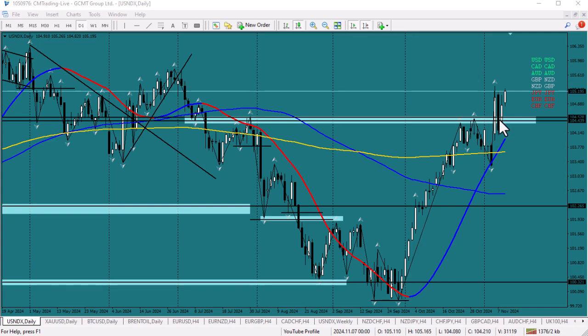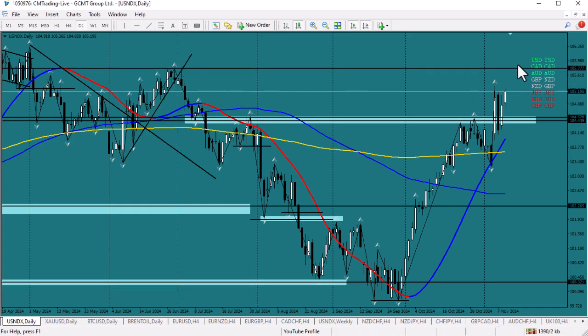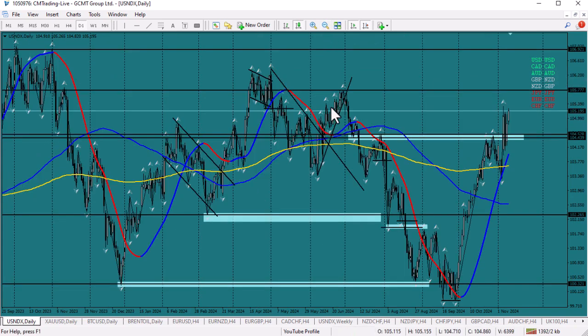So we've got this resistance or support level here, was resistance, then becoming support, and a good strong bounce off there Friday, continuing on a Monday, which is quite a big move for a Monday. So the next stop on this would be this 105.77 level. That's the area that we should look at for another stall in the market.